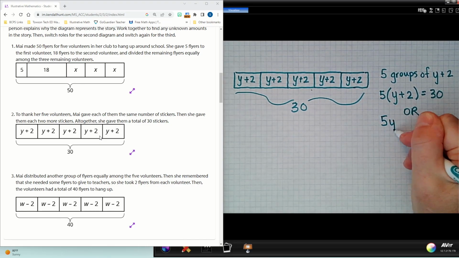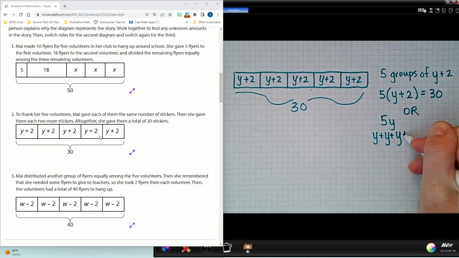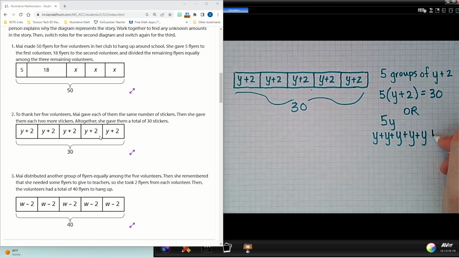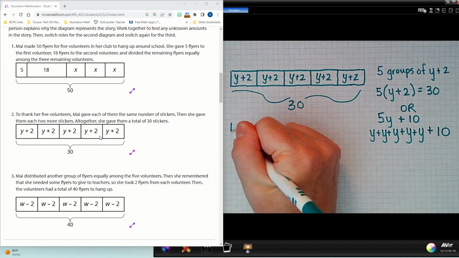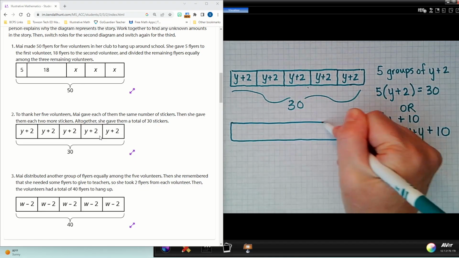5 y's, or y plus y, and some students may benefit from physically writing out y plus y plus y plus y plus y plus the 2's, okay? And again, 2 plus 2 plus 2 plus 2 plus 2, and it totals 10. And again, some students may benefit from writing out the 2's. They may resketch this or do a quick redraw, and I'm going to do a real quick one here.